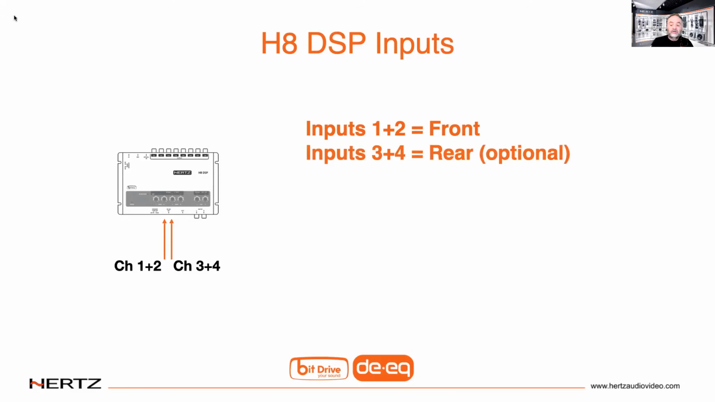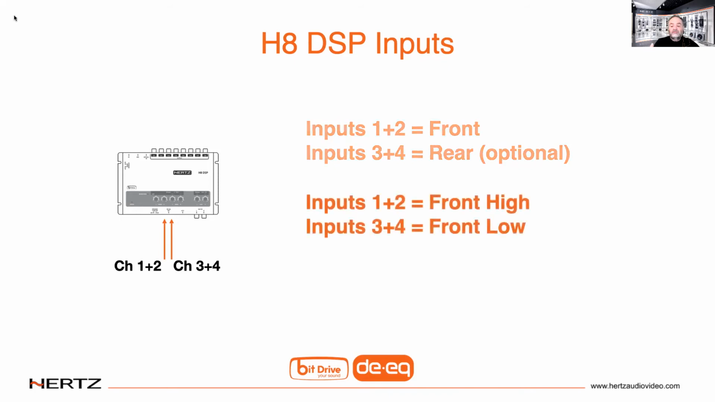Now, when you configure them as front and rear, the processor will keep those channels separate, and each one will be DEQ'd back to flat. You might find situations where you use front and rear, even though they're not front and rear speakers, if you want to keep them separated. Now, you can also sum things back together. If you use them as front high and front low, then the H8 will sum the signals back together to full range and then DEQ them back to flat.